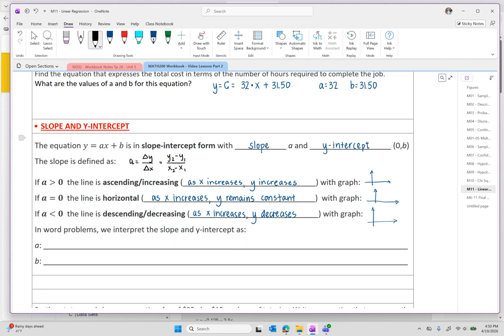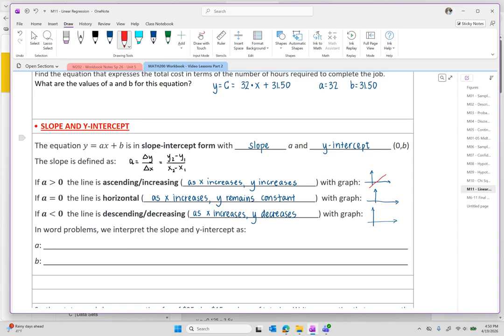If a is positive, the line is ascending or increasing, which means as x increases, the y increases. X increases when we graph it from left to right, and therefore if we are moving from left to right, the y will increase, which means that it moves upwards. So your graph will be some line that from left to right moves upwards.